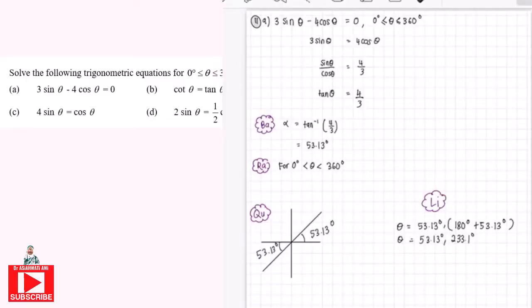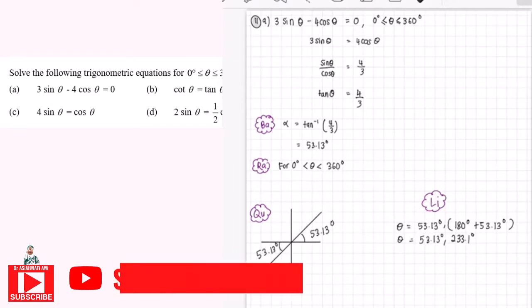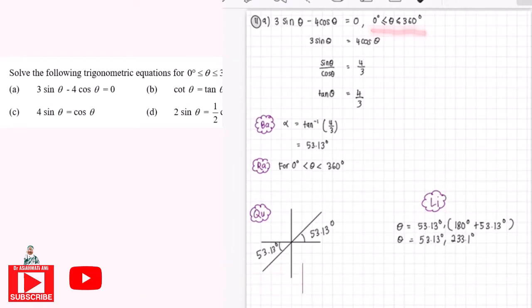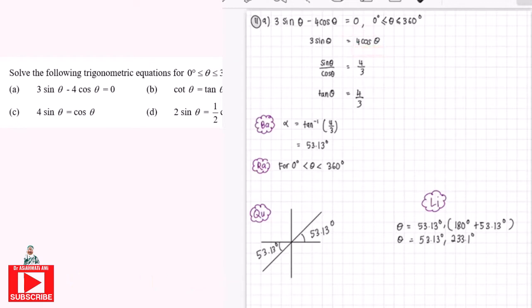Okay, for question 11E, the question gives 3 sin theta minus 4 cos theta equal to 0, and the range is 0 to 360 degrees. So we can bring negative 4 cos theta to the right side, so it becomes positive 4 cos theta. And then we bring cos theta to the left side, so it becomes sin theta over cos theta, and the right side becomes 4 over 3.